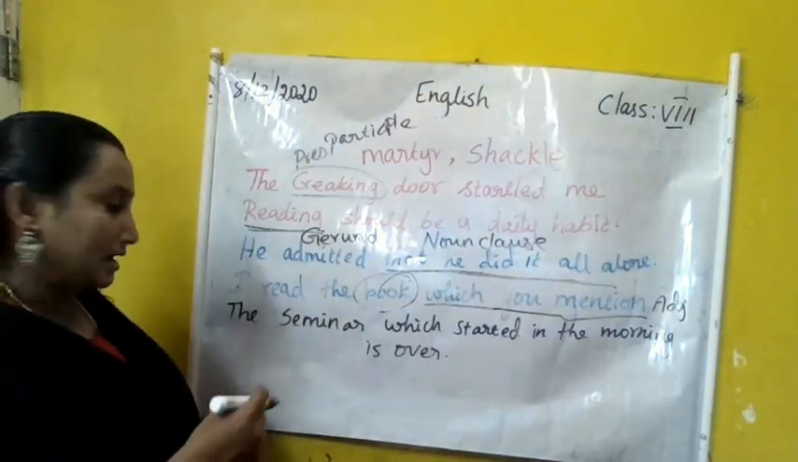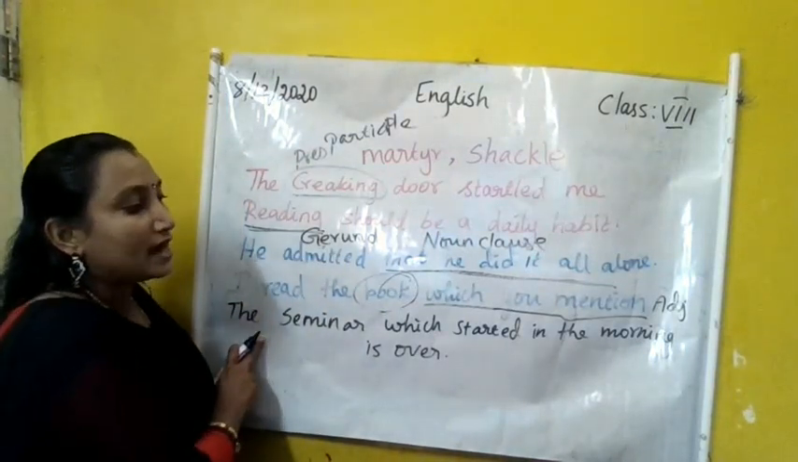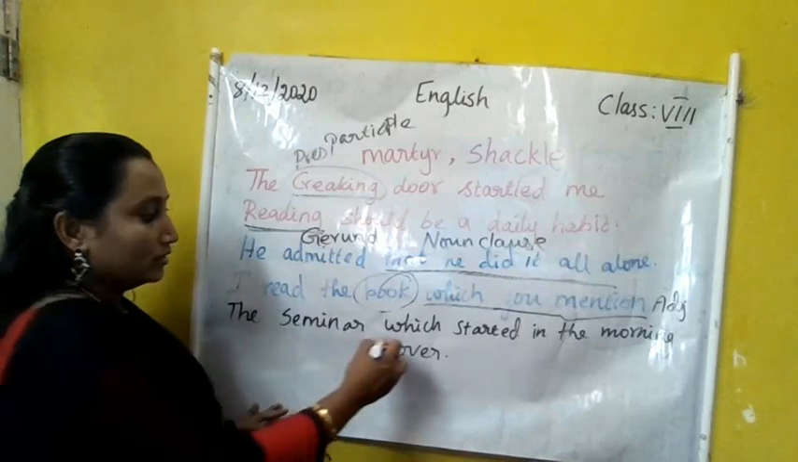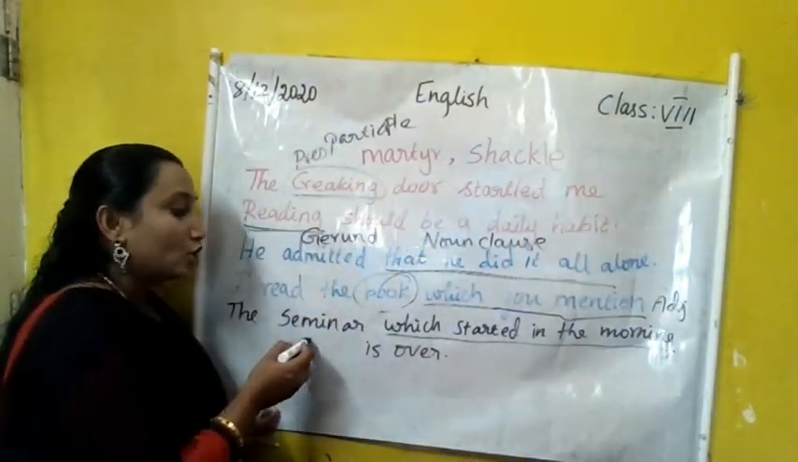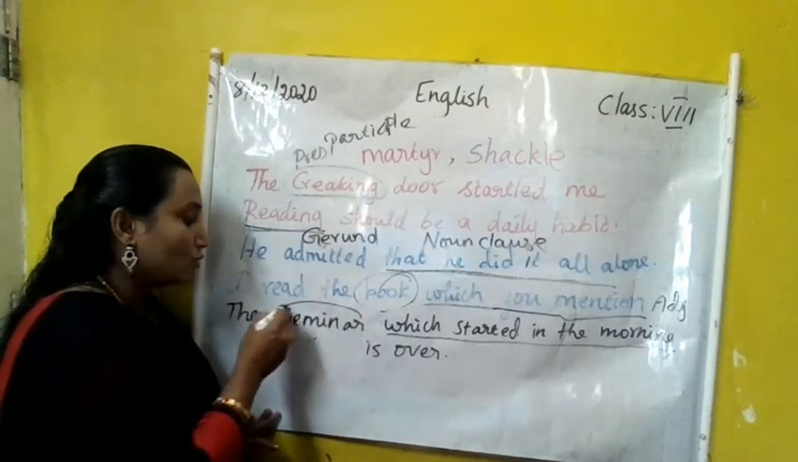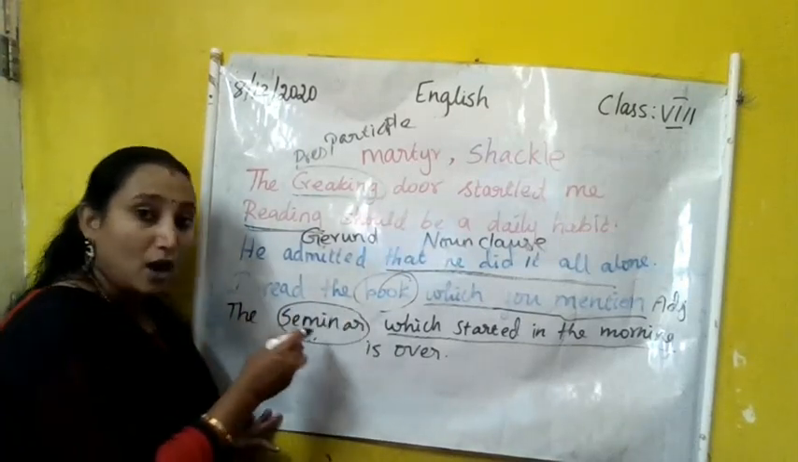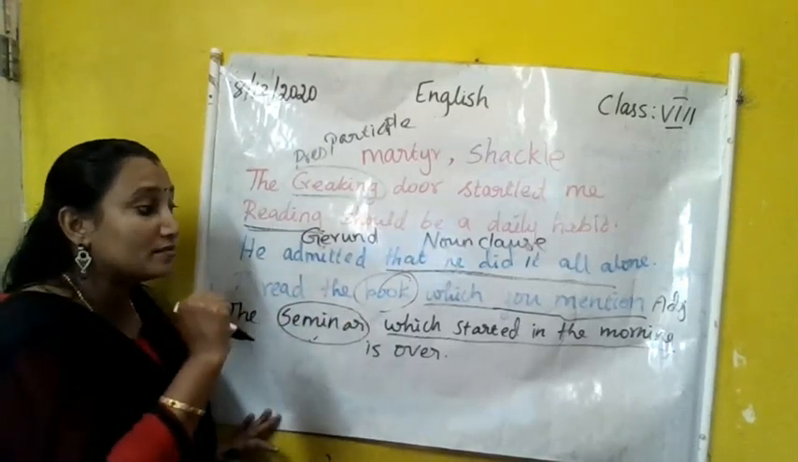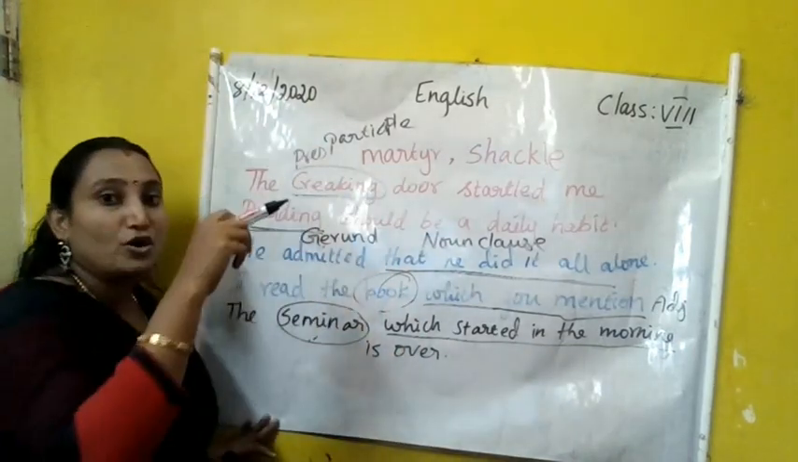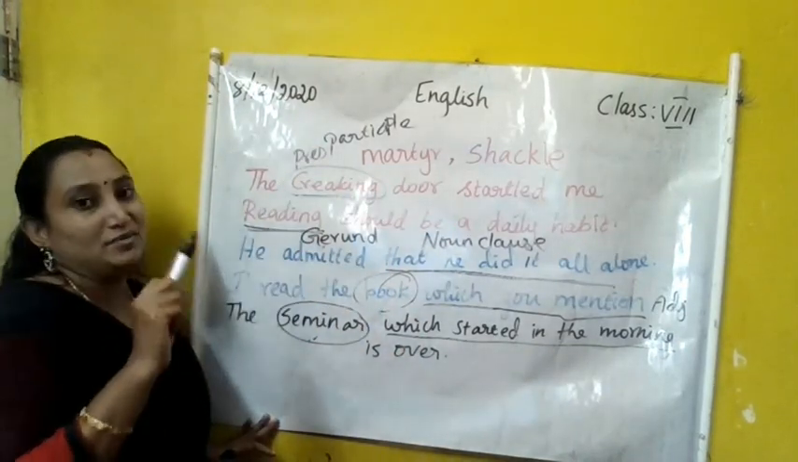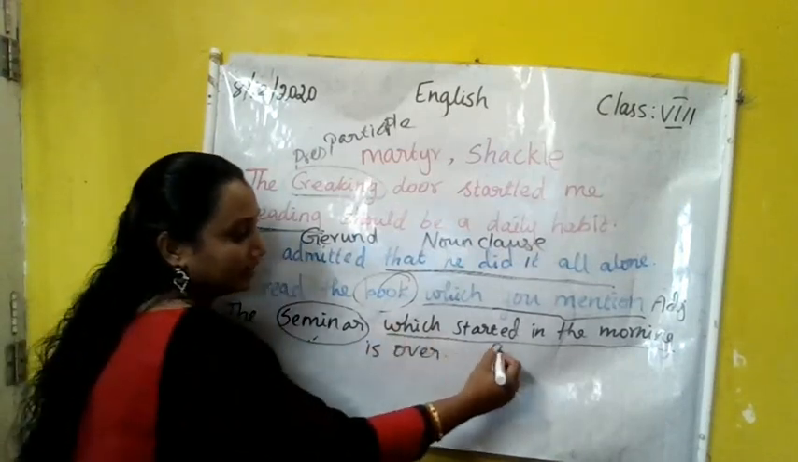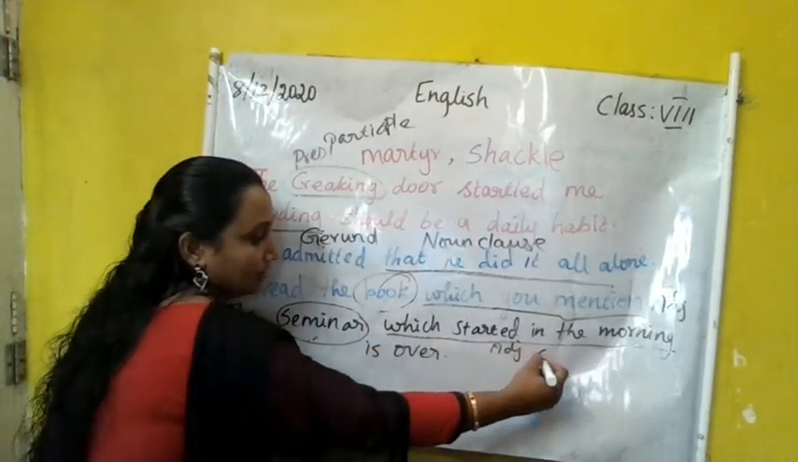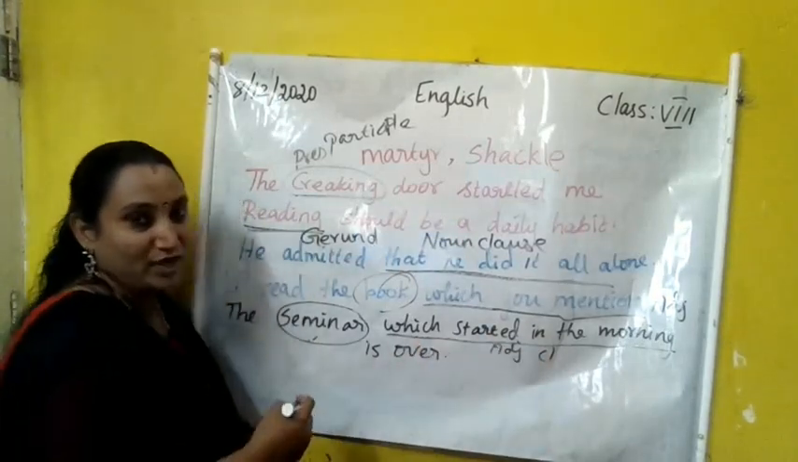Adjective clause. The seminar which started in the morning is over. Here which started in the morning is the clause. Here it talks about the noun seminar. Which seminar? Which started in the morning. The seminar that started in the morning, didn't it? It answers the question which. So it is adjective clause. You have to write the full form. Okay, adjective clause.